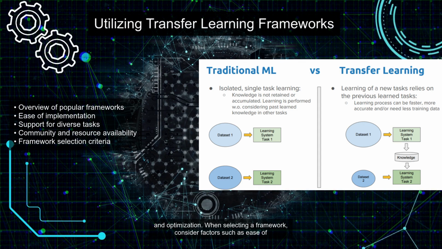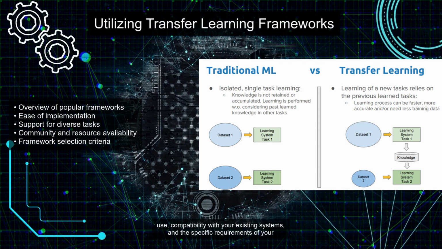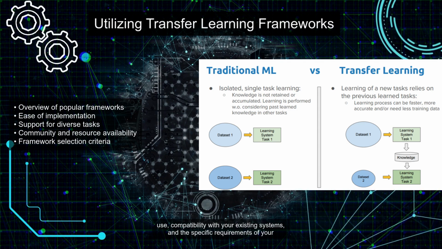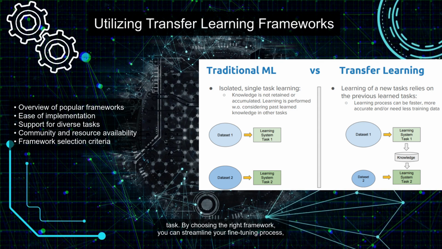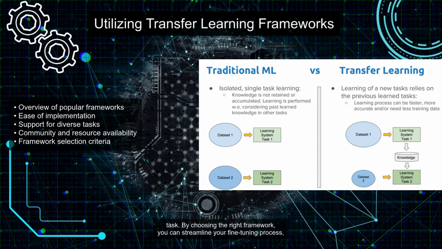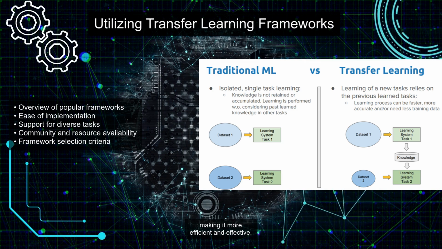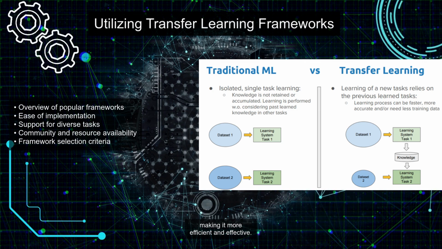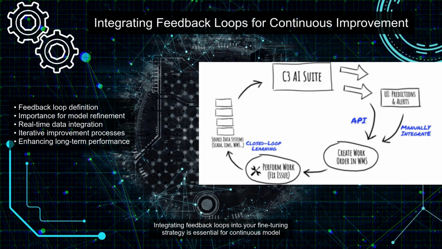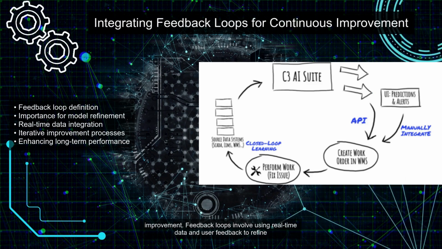When selecting a framework, consider factors such as ease of use, compatibility with your existing systems, and the specific requirements of your task. By choosing the right framework, you can streamline your fine-tuning process, making it more efficient and effective. Integrating feedback loops into your fine-tuning strategy is essential for continuous model improvement.